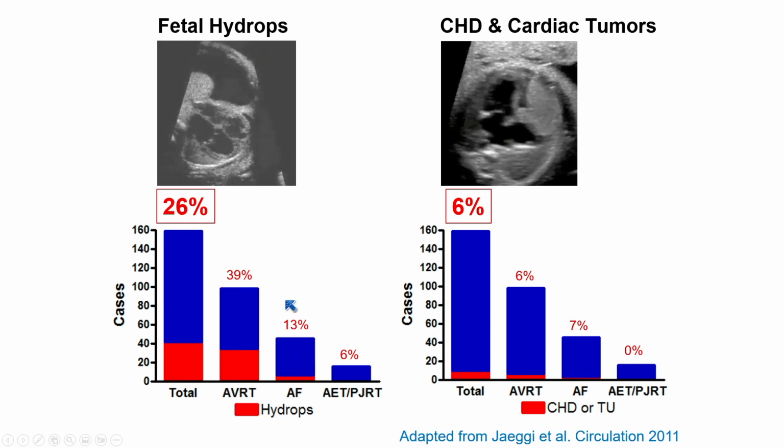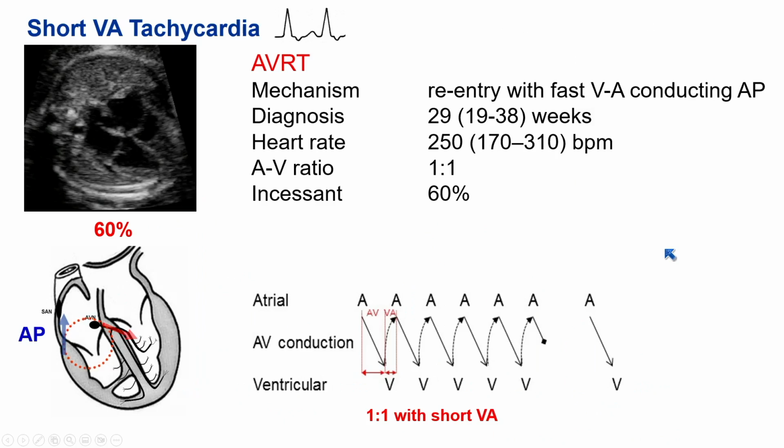Atrial flutter, if we see hydrops, it's usually not such a good prognosis, because atrial flutter is also more difficult to treat and get back to normal rhythm. We usually don't see hydrops with AET and PJRT, even if they're the most annoying arrhythmias before birth, because they're more difficult to treat. But they can last long, and the babies usually tolerate it. I mentioned you can have cardiac tumors, you can have structural heart disease with this. Again, it's mainly seen with AVRT and atrial flutter.